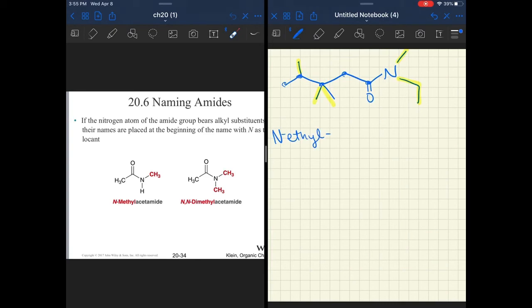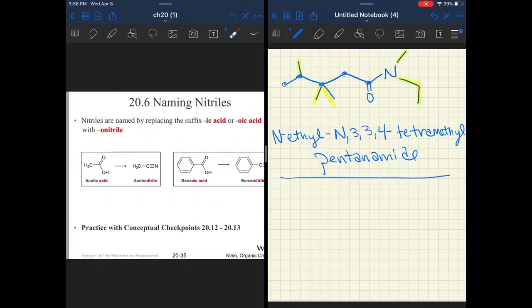And then I'm only going to write the word methyl once. So I'm going to put all the places it shows up. There's a methyl on N. There are 2 methyls on carbon 3. And there is a methyl on carbon 4. It is a tetramethyl compound. And then the parent is, of course, pentanamide. All right, so N-ethyl-N,3,3,4-tetramethylpentanamide.